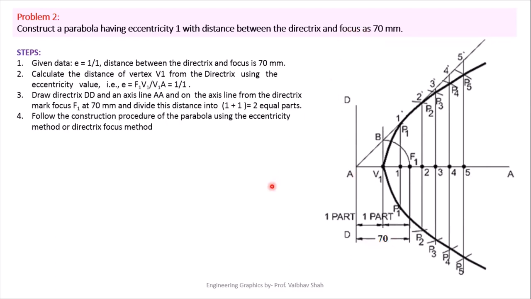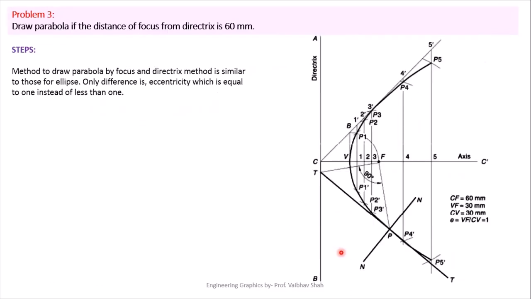So very easy. This is nothing but your directrix focus method, in which you must be having one directrix and the distance from the directrix would be given. So let us see one more example. Draw parabola if the distance of focus from directrix is 60 mm.